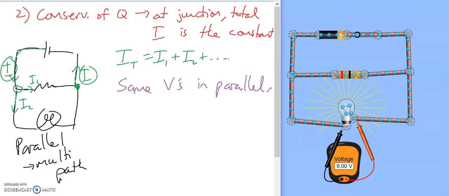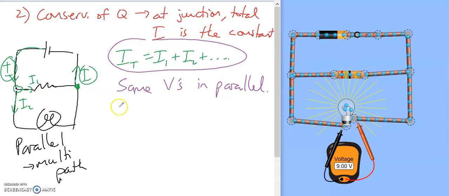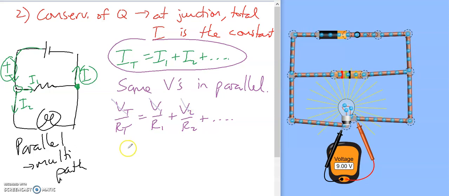So what I'm going to do is use that idea and apply Ohm's law to the currents, the same way you applied Ohm's law in the other one. If I do Ohm's law, current is equal to V over R, and that's going to be equal to V1 over R1 plus V2 over R2 plus, we could keep on going if we wanted to. Now all the voltages in parallel are the same, which means all of these V's actually cancel out, and we're left with 1 over RT is equal to 1 over R1 plus 1 over R2.